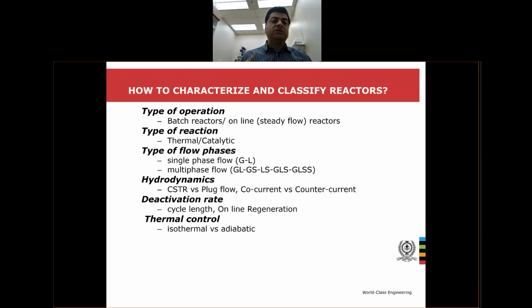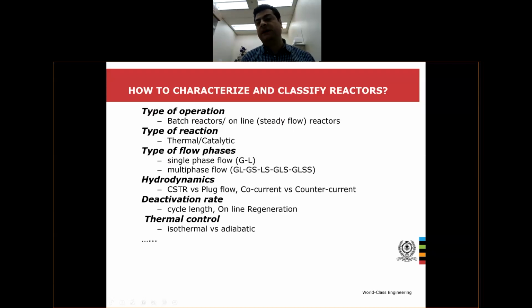But maybe you want to ask how to characterize and classify reactors. Fluidized bed, bubble column, fixed bed, moving bed, what type of reactor? The answer is not easy, but there are some typical criteria that you have to identify to select which reactor design to take. For example, type of operation: is it a batch system or a continuous system? Type of reaction: is it thermal or catalytic?